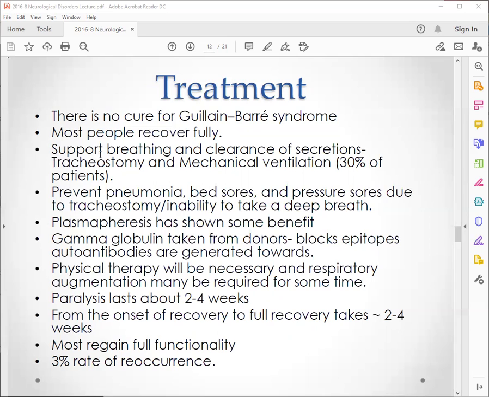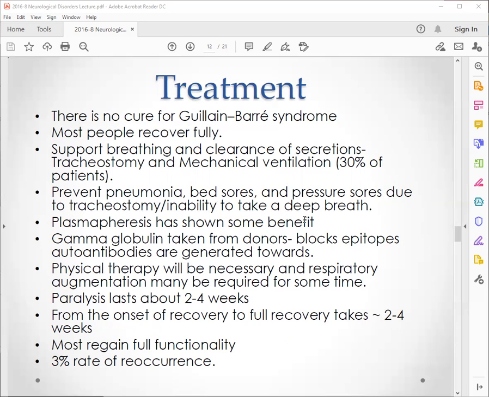In the hospital, the goal is to support breathing and clearance of secretions. Oftentimes, this will require tracheostomy and mechanical ventilation in about 30% of patients that have Guillain-Barré. You want to prevent pneumonia and bed sores, pressure sores. Those may be due to tracheostomy or inability to take deep breaths, such as the case with pneumonia. The bed sores and pressure sores often happen because somebody is not turned appropriately and they maintain a lying position for a prolonged period of time.